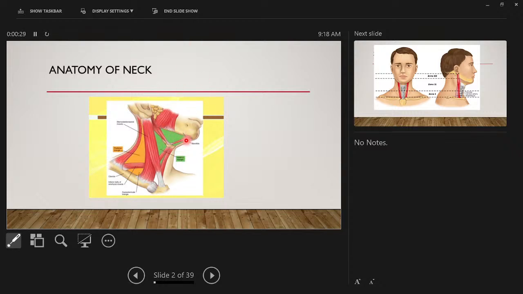And the anterior triangle is bounded anteriorly by the midline of the neck, by the sternocleidomastoid, and by the clavicle in the base. The posterior triangle is bounded posteriorly by trapezius, inferiorly by the middle one third of the clavicle, and anteriorly by sternocleidomastoid.